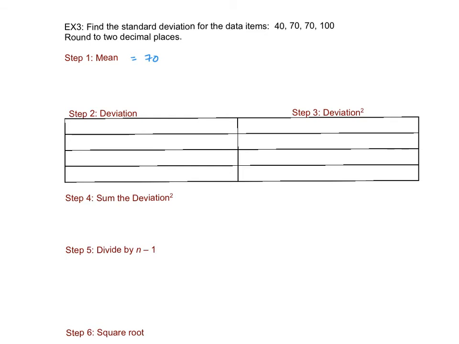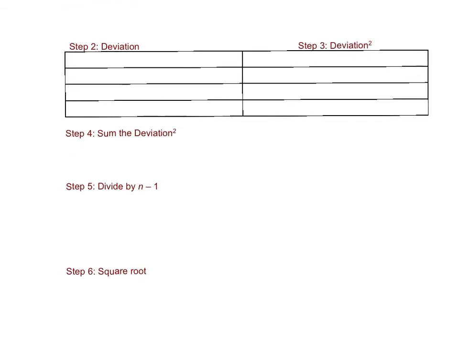Step 2 is to find the deviation for each one, and we did that for each data item. Even if it repeats, you still have to write it down. So we already did that previously. Remember, 40 minus 70 gave us the negative 30, and then we had the 70 minus 70, which was 0. 70 minus 70 is 0. And then we had the last data item of 100 minus the mean of 70 gave us a positive 30.